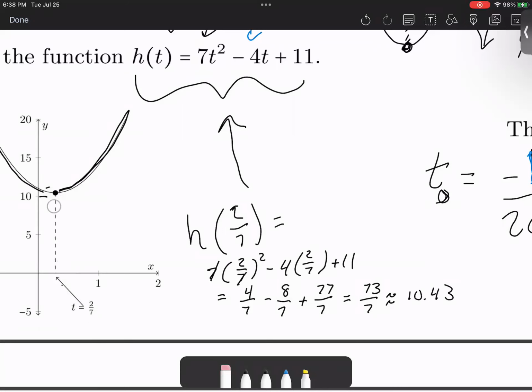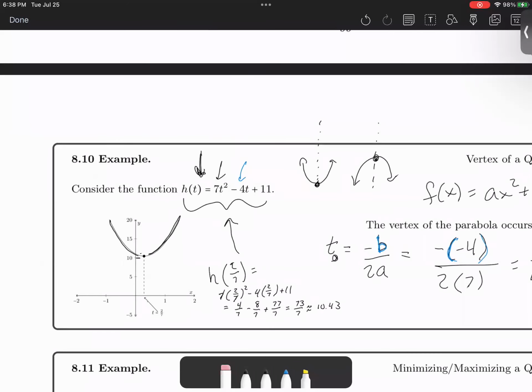So we told ourselves from this formula that the position of the vertex occurs at that t value, 2/7, and that point right there, because we plugged it back into the function, that y value was about 10.43.